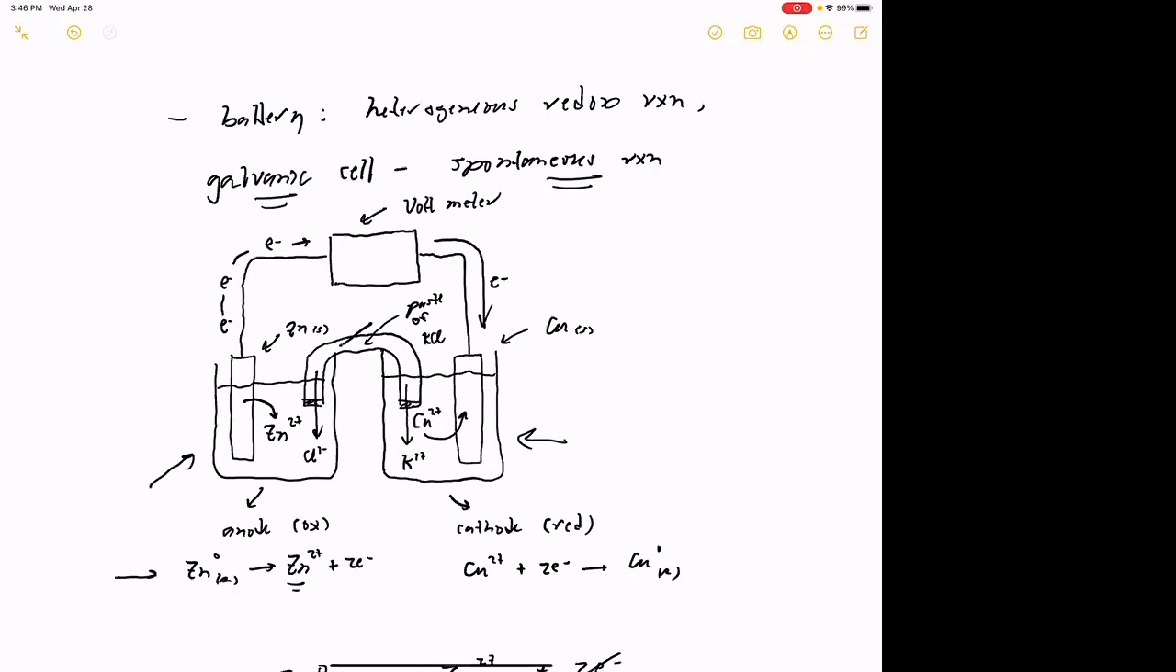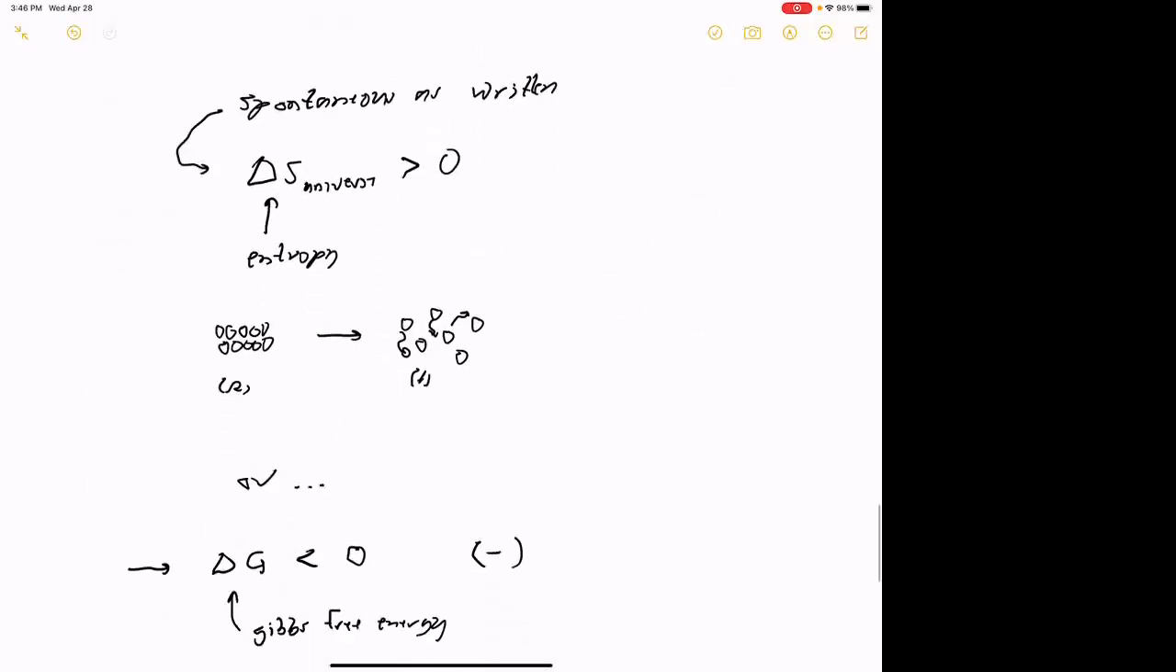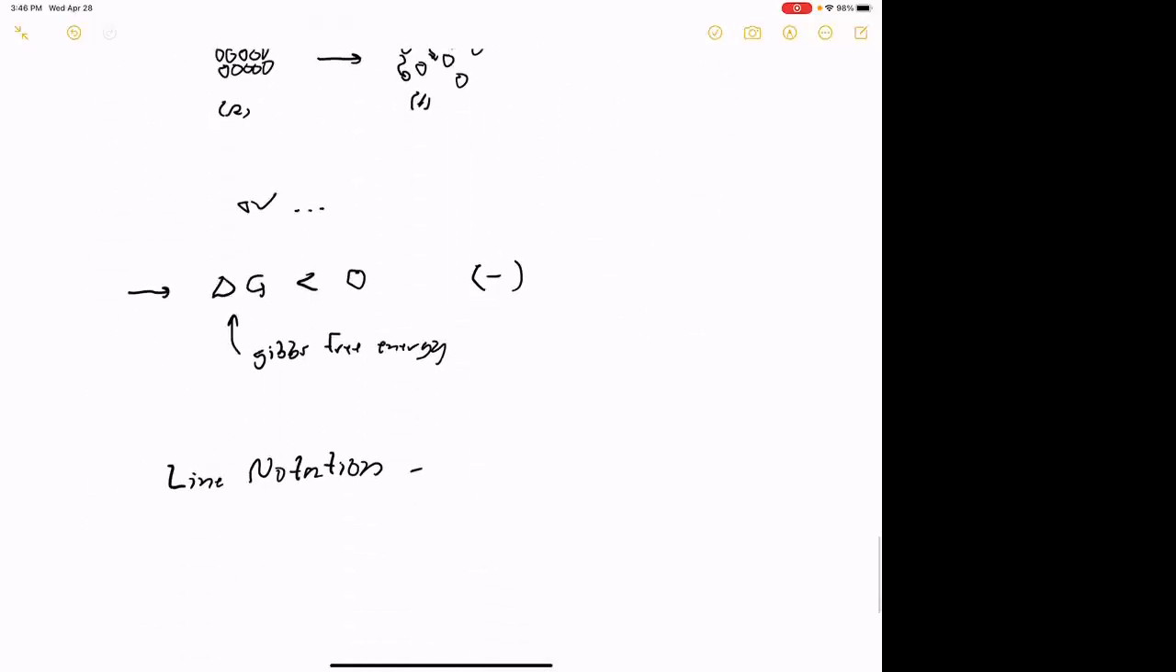So the question now becomes, is there a way that I could generate a shorthand representation of the electrochemical cell so that you have all the information you would need to do calculations or to identify the cell without actually having to draw it out like this every time? And it turns out that's what line notation does for us. So it's a shorthand way of representing a full-on electrochemical cell.